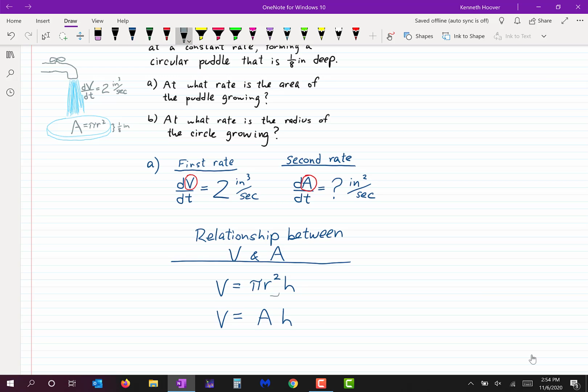You see what I'm saying? Because that pi r squared, that's the area of the circle at the top of the cylinder, and also at the bottom, but you can't see the circle on the bottom because it's sitting on the countertop. So there's our relationship between volume and area. And then what do we do? Implicit differentiation.